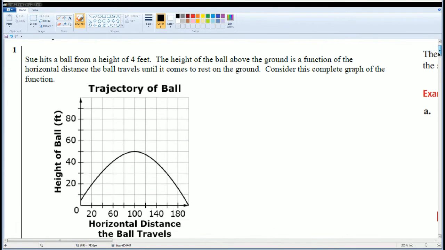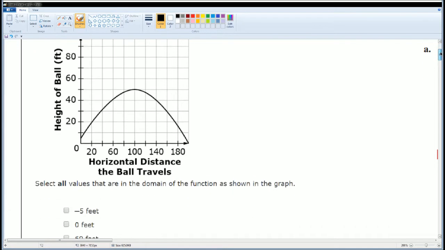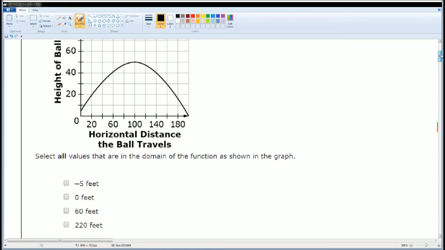Sue hits a ball from a height of 4 feet. The height of the ball above the ground is a function of the horizontal distance. The ball travels until it comes to rest on the ground. Consider this complete graph of the function. Here's the trajectory of the ball. The question is just asking you for all the values of the domain. Remember what the domain refers to?